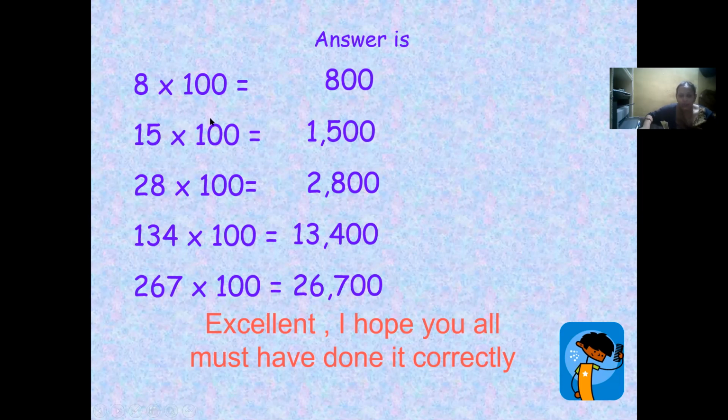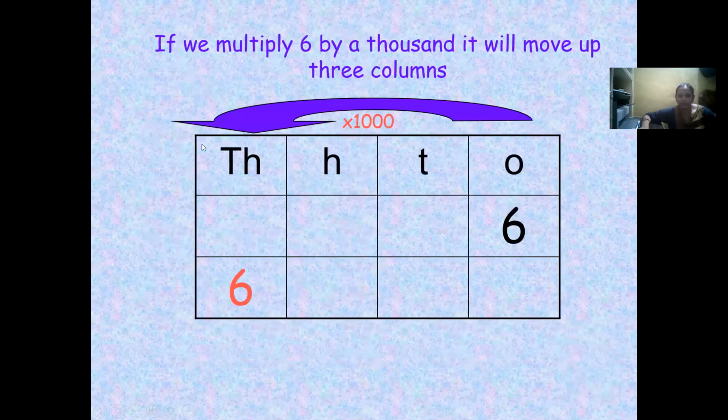So here see, the zeros are simply added at the end of the given number which is multiplied by this number. So I hope students it is clear to everyone. Now next. So well done everyone. I hope you all must have done it correctly. Now next, move on to the next one.